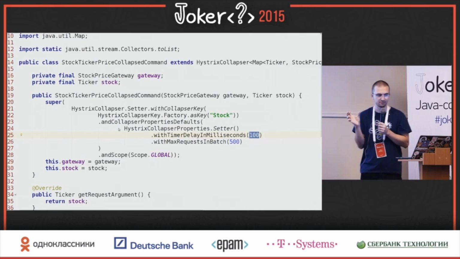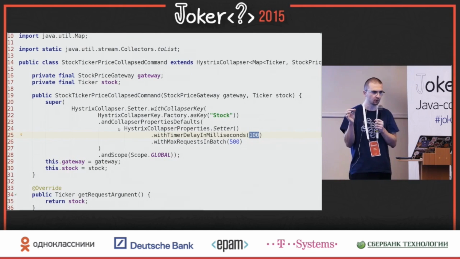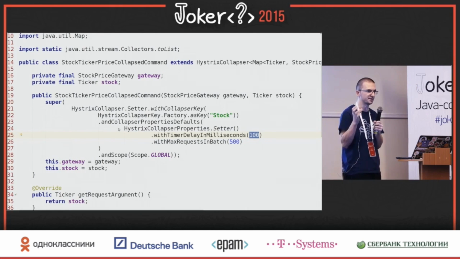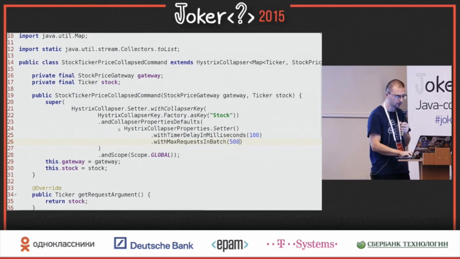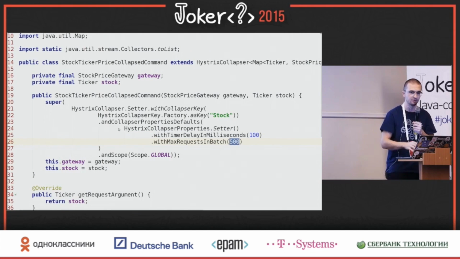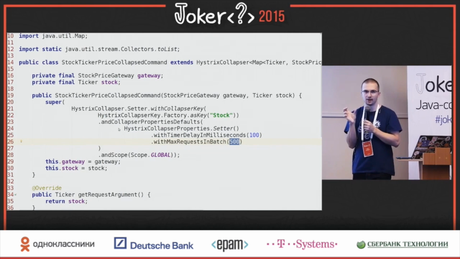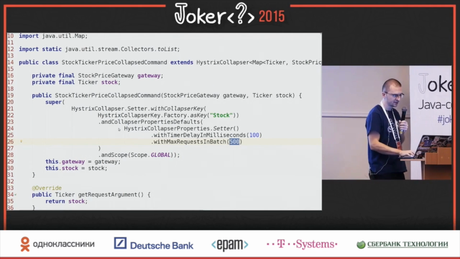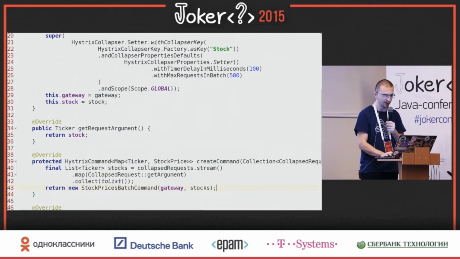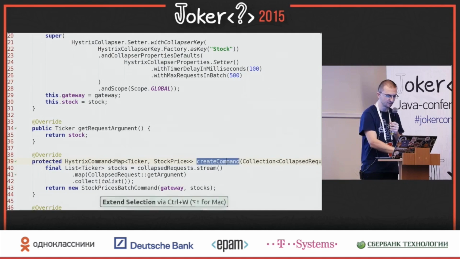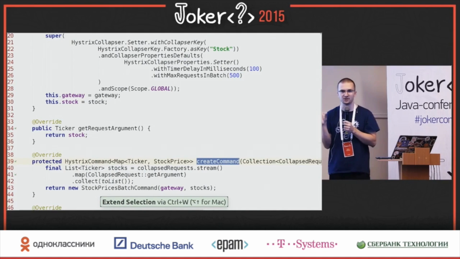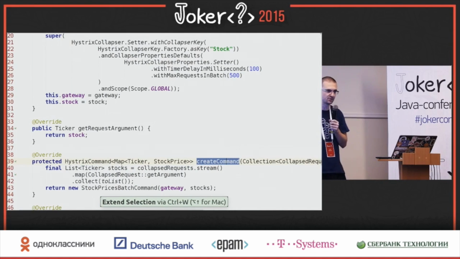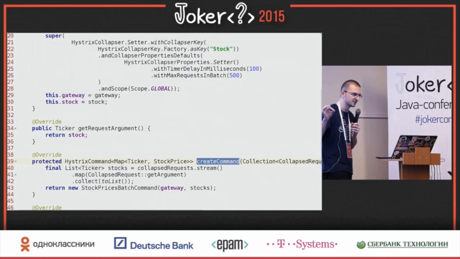And within these 100 milliseconds, we are waiting for as many small commands as possible, up to 500. So this is another parameter. And when we reach 100 milliseconds, all these commands are grouped together. Hystrix asks us to create a batch command using this method, executes the batch command, and then dispatches the batch response to all the small requests.